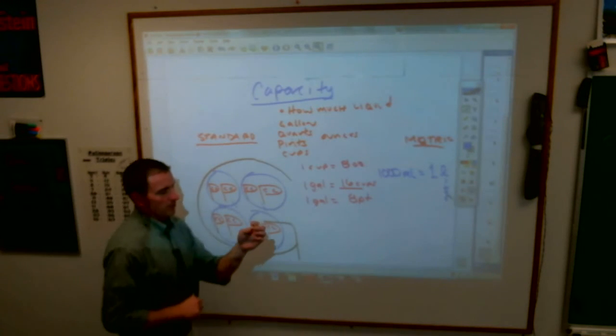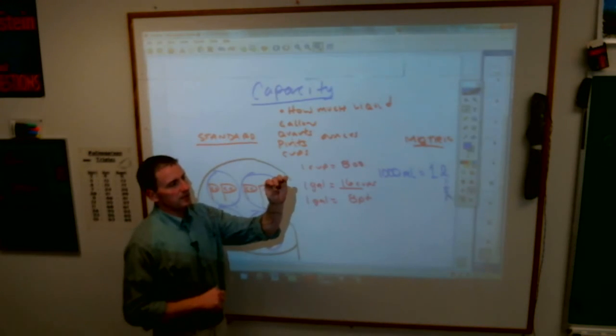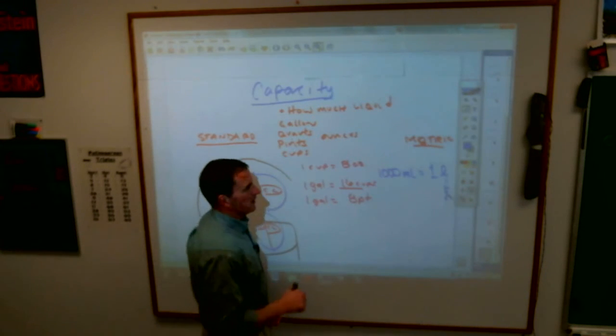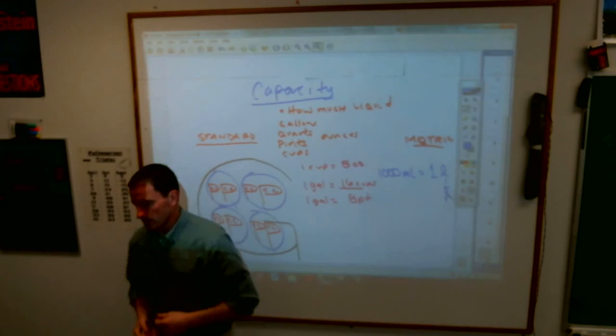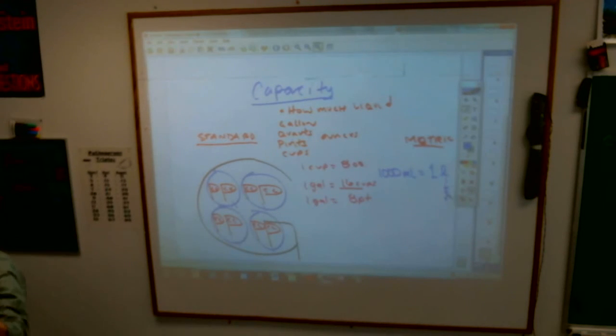If you're trying to figure out how much a milliliter is, it's probably a few drops, if you're dropping stuff in it. But a liter, you know, it's like the size of something like this. This is probably close to it. You don't know that way.